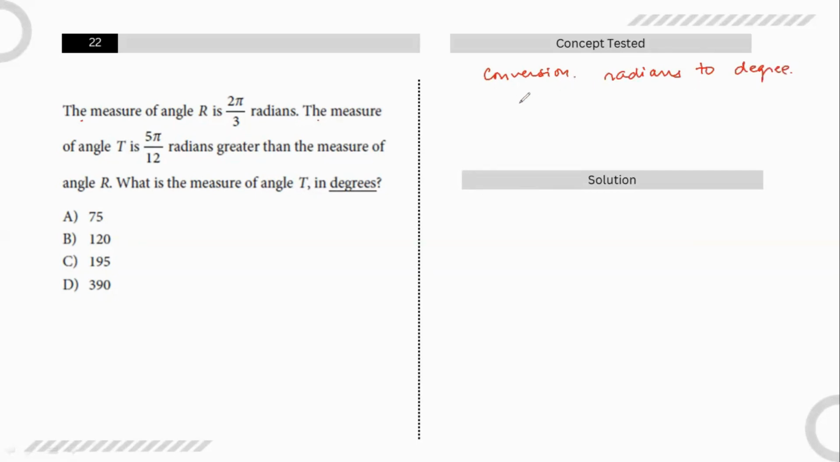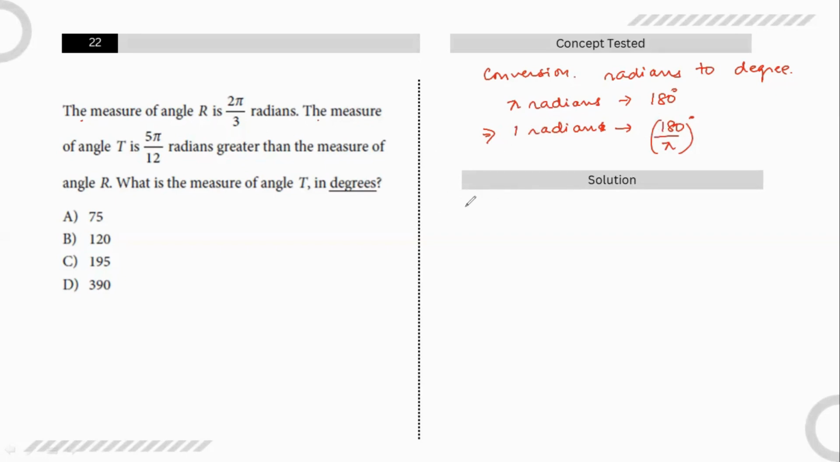So what is a radian? We can say that pi radians is actually equal to 180 degrees, right? So that means 1 radian is how much? 1 radian must be 180 divided by pi degrees. That's the conversion. 1 radian is nothing else but 180 over pi degrees. So that's how you convert radians to degrees.